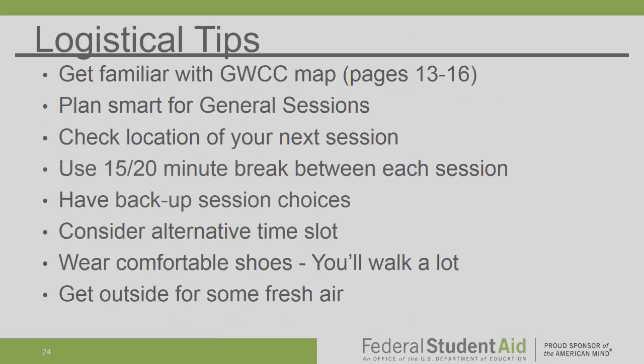So just a couple things before I let you go, friends. Just some logistical tips. Get familiar with this facility, the Georgia World Congress Center. There's a map in your program book, pages 13 through 16. Plan smart for your general session. When you go to the general session, choose your seat wisely in case you need to leave that session quickly to make another session that's going to start in the next 15 or 20 minutes. Look at the map to check the location of your next session so you can know how to get there. Use that break in between each session either to refresh yourself or to grab a bite, or if you need to take a longer lunch, that's fine. Have backup session choices in case you go to a room like this and it's full. Some of the sessions will be full, and on the door it will say no more people, we're full. Have a backup slot.